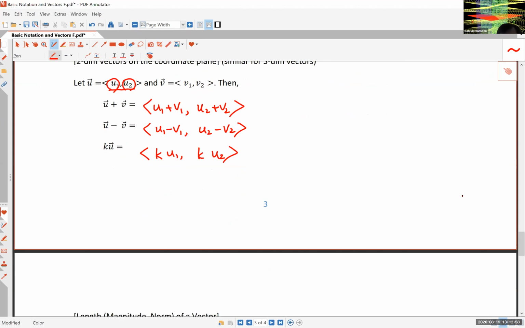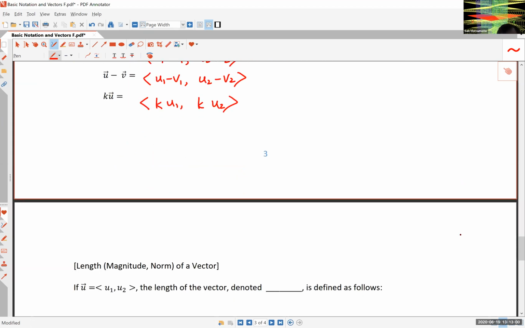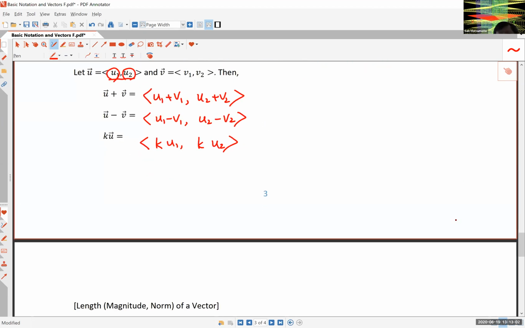All right, so that's the first page. Before we go to the second page, let's take a little break, and we will come back to this.